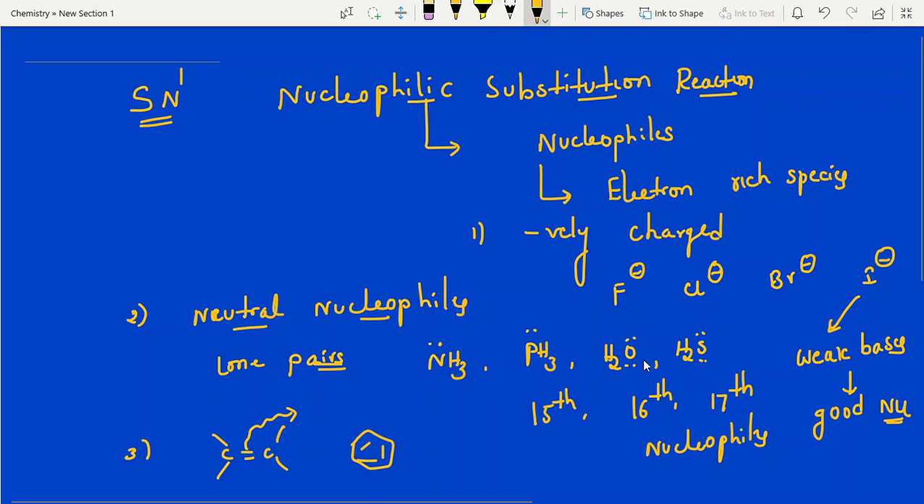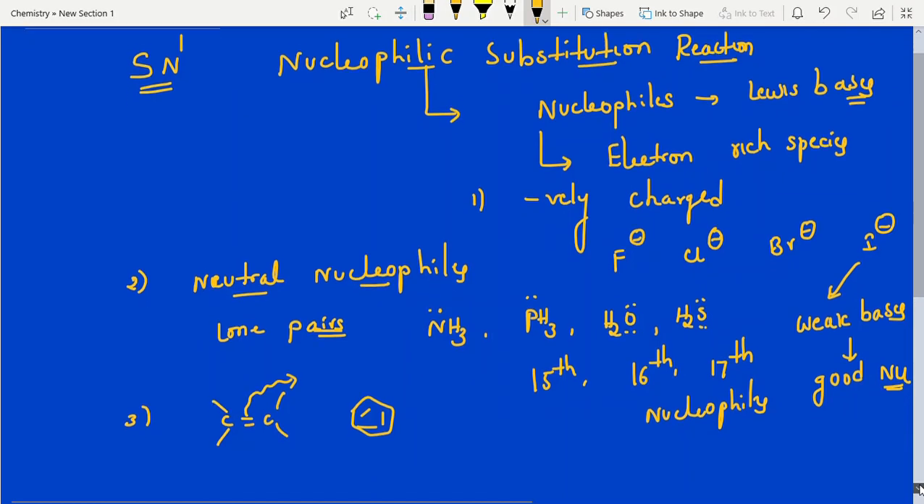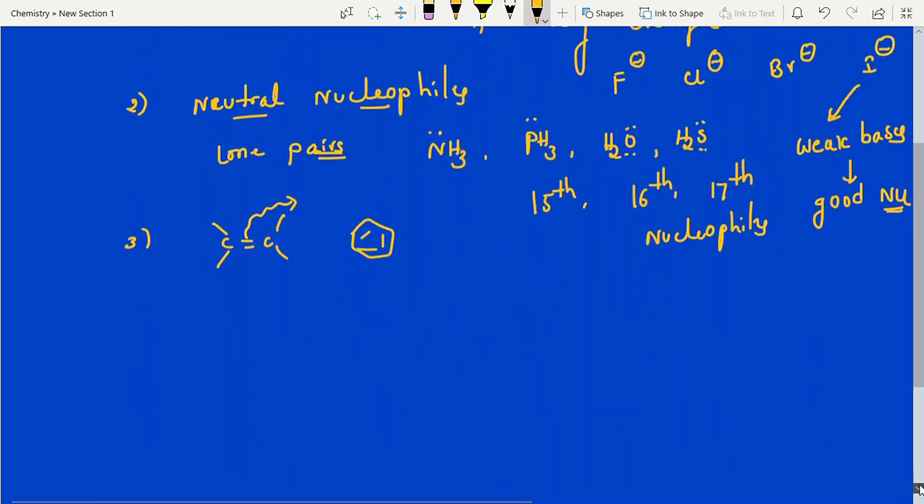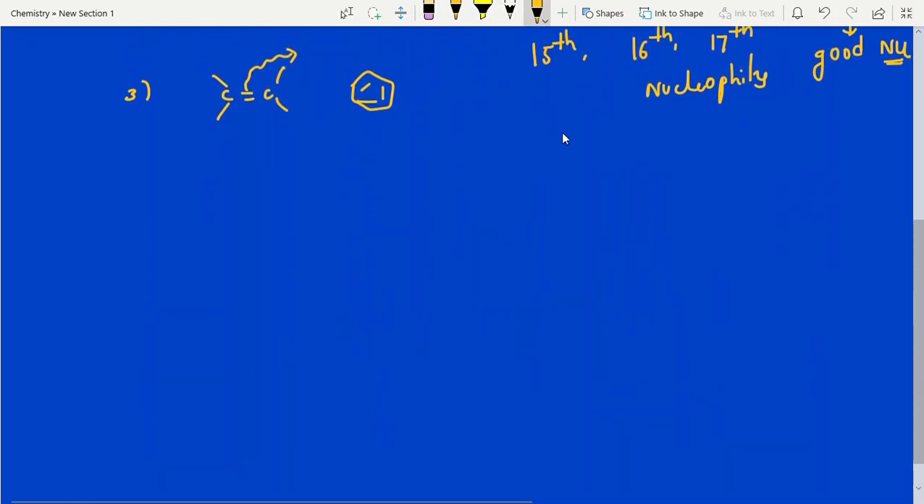All nucleophiles are Lewis bases. Let me write here. Lewis bases. Clear? Now, next one. Here I am giving some examples, students. Point 4.